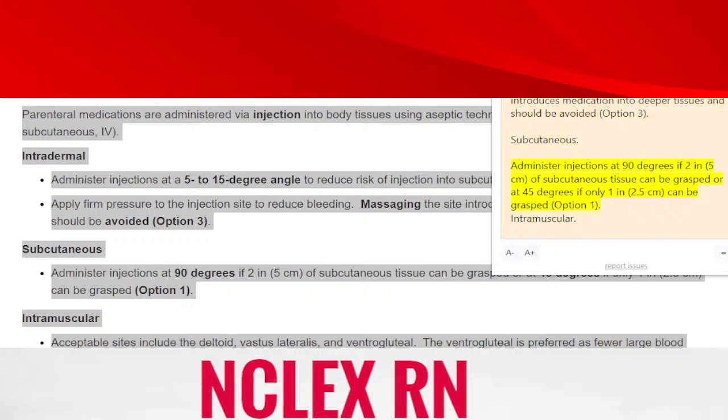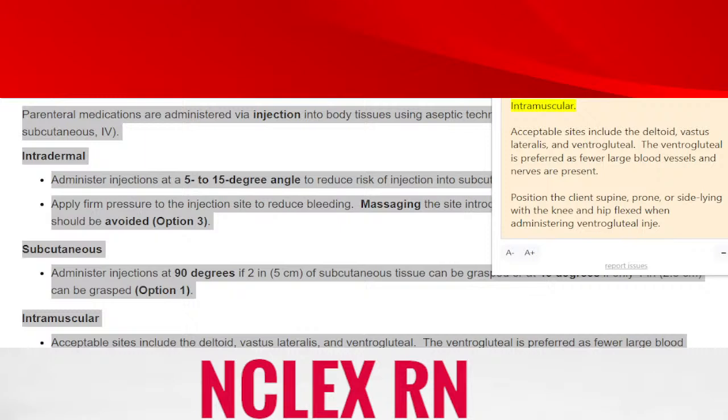Subcutaneous: administer injections at 90 degrees if 2 in, 5 centimeters, of subcutaneous tissue can be grasped, or at 45 degrees if only 1 in, 2.5 centimeters, can be grasped. Option 1. Intramuscular: acceptable sites include the deltoid, vastus lateralis, and ventrogluteal. The ventrogluteal is preferred as fewer large blood vessels and nerves are present. Position the client supine, prone, or side-lying with the knee and hip flexed when administering ventrogluteal.